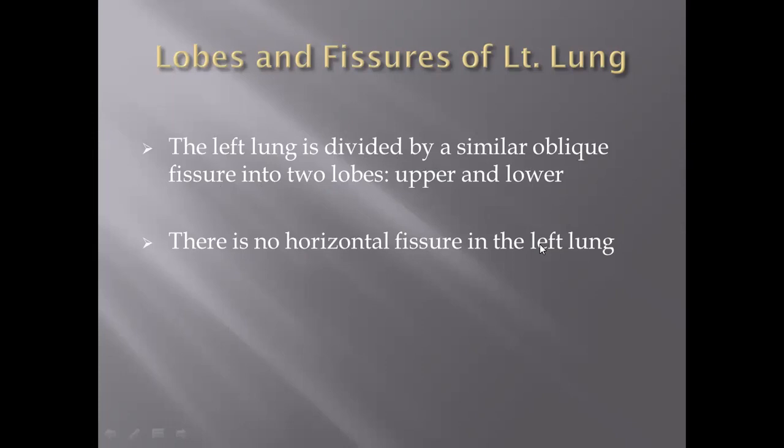The right lung is heavier as compared to the left lung. The right side has two fissures, horizontal and oblique, while the left side has only one fissure. The right side has three lobes, upper, middle, and lower, while the left lung, due to only one fissure, has two lobes, upper and lower.